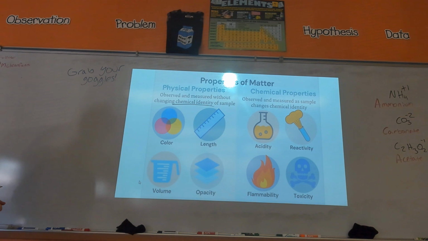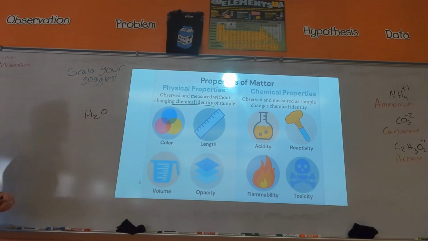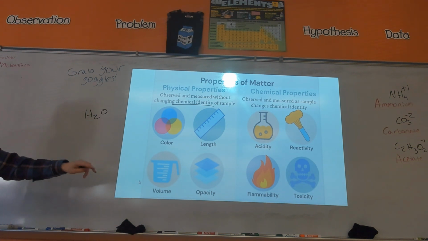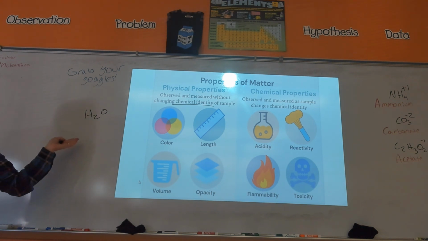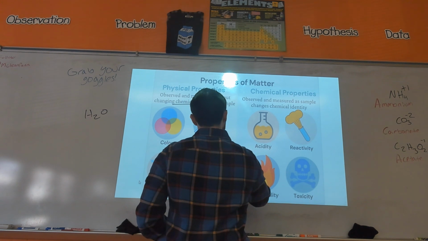Meaning, if I gave you water, H2O, the physical properties of water are things you can observe without having to literally change water into something else. So the color of water, or the lack thereof, you can observe. The length of water, which doesn't really apply, would apply more if it's a metal, but the volume of water, you can measure that without changing water from H2O. The opacity, how clear something is, you can measure that with water. Opacity is referring to how much light can get through. So opacity, light transmission, how much light gets through.